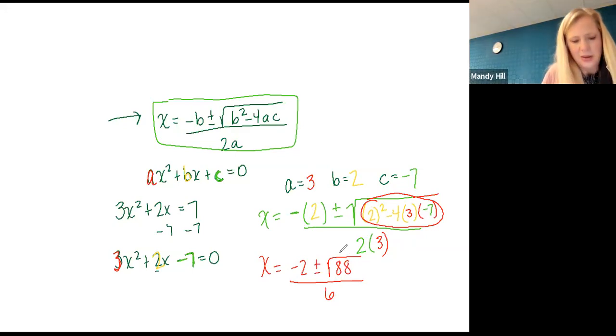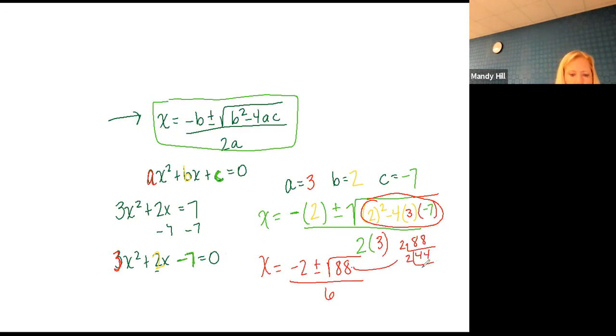Okay, and then the last thing you're going to want to do, you're almost done. The last thing you're going to want to do is see, okay, does this 88 simplify? So if we find the prime factors of 88, 2 will go into 88 44 times. 2 will go into 44 22 times. 2 will go into 22 11 times. 11 is prime, so we would stop right there.